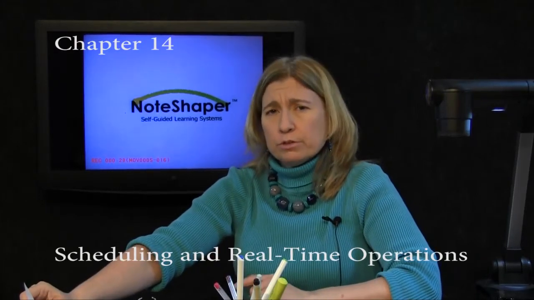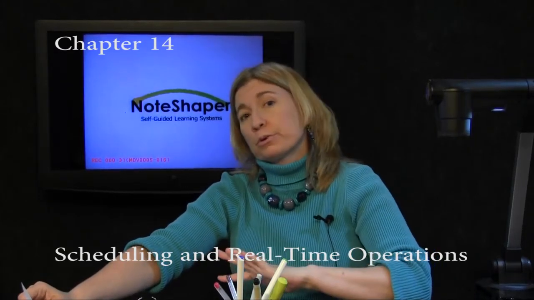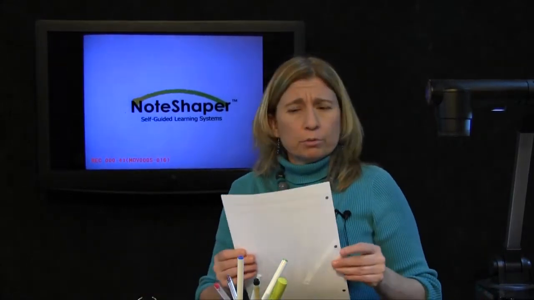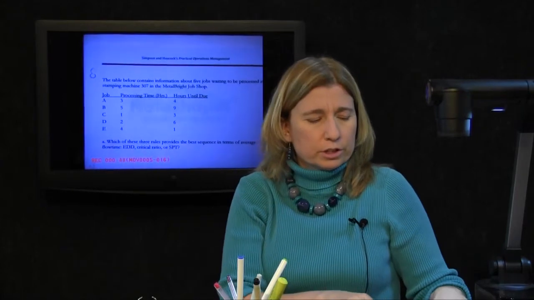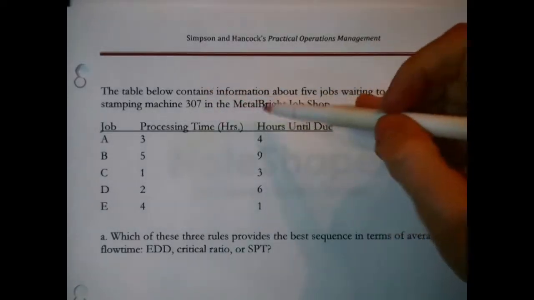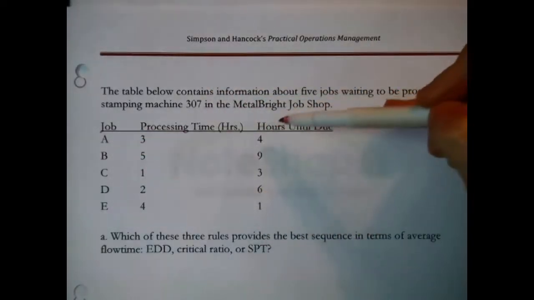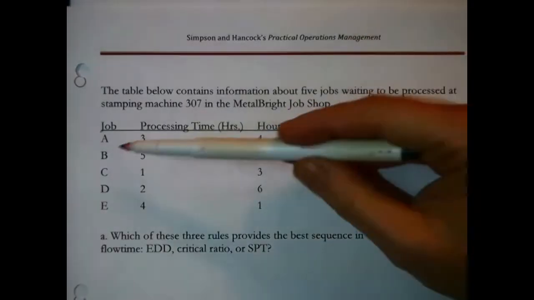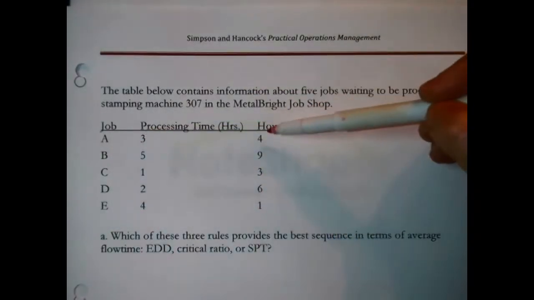Using different sequencing rules, such as earliest due date versus shortest processing time, should generate different sequences, although not always. This particular scenario with the Middlebright job shop is a good example of that exception. Let's take a look. The table below contains information about 5 jobs waiting to be processed at stamping machine 307 at Middlebright job shop. Okay, so typical job shop sequencing problem. Here are the jobs, here how long they'll take, and here's when they're due.